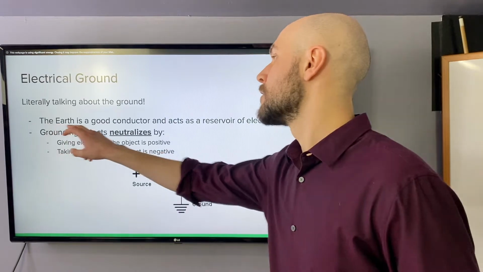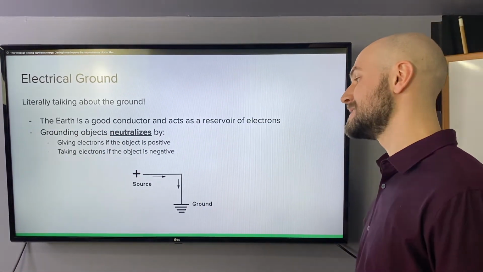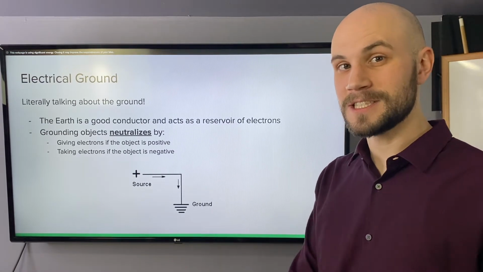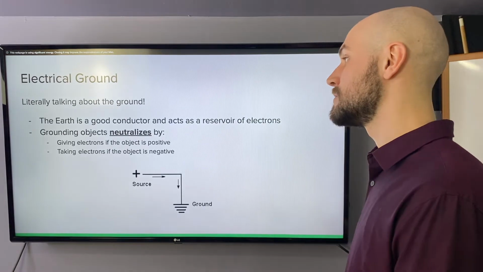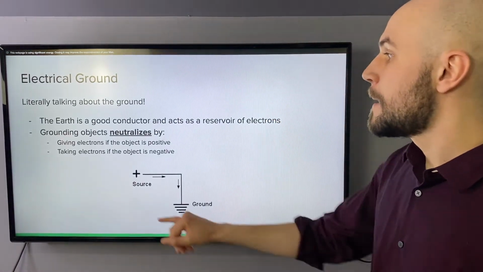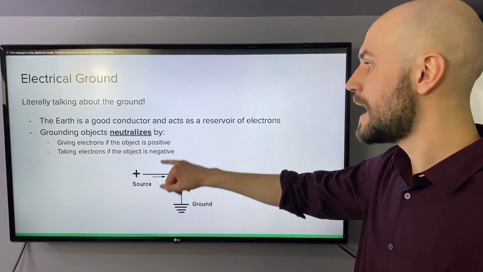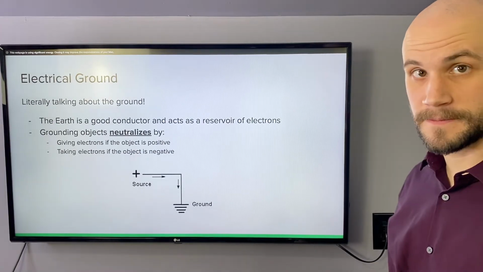So, the Earth is a good conductor and it acts as a reservoir of electrons, which means there's an infinite source. You could get electrons if you need them, or it's an infinite sink. It could take as many electrons as you need if you have a bunch of extra. It neutralizes any object that's connected to the ground by giving electrons if the object is positive, or taking electrons if the object is negative.